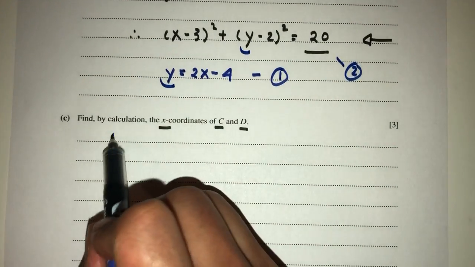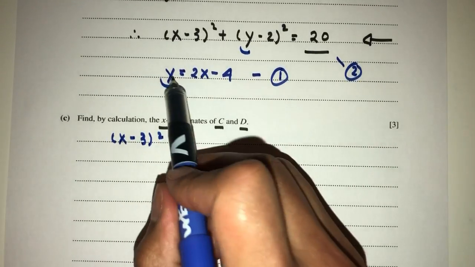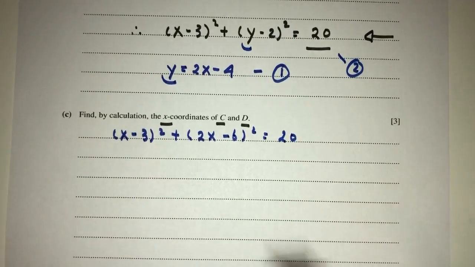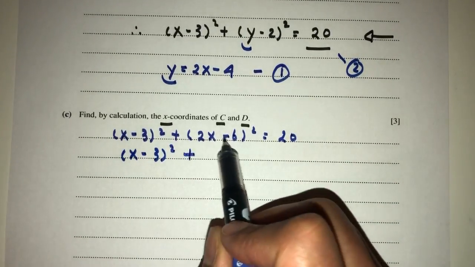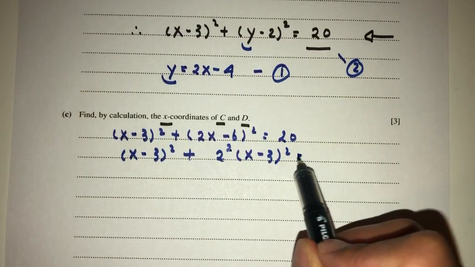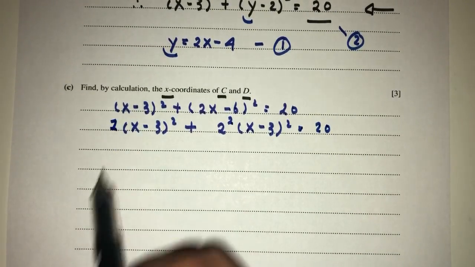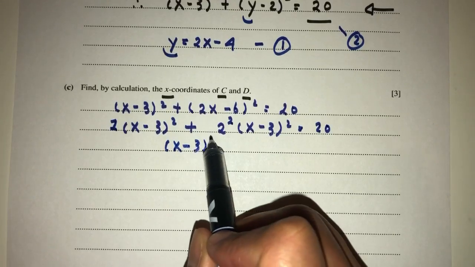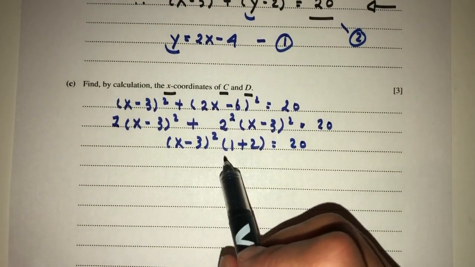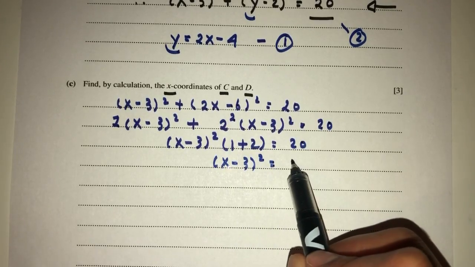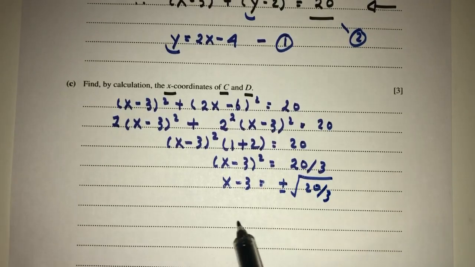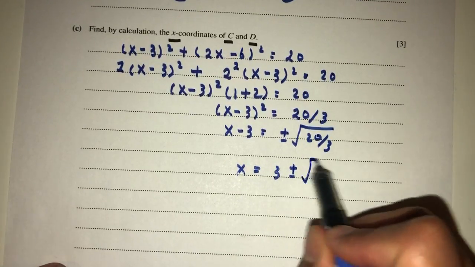Replace this one in here, you will have what? (x minus 3) squared plus (y, which is 2x minus 4, minus 2, which is 2x minus 6) squared equals 20. Now if you observe, we can do something here. If you take out the value of 2 outside, it will be (x minus 3) squared, because it is inside the square, the 2 will also be squared. Now this is 1, so we can factorize: (x minus 3) squared times (1 plus 4) equals 20. So what's next? You will have (x minus 3) squared equals 20 divided by 3. Now we have x minus 3 equals plus or minus root of 20 over 3. x will be 3 plus or minus root of 20 over 3.